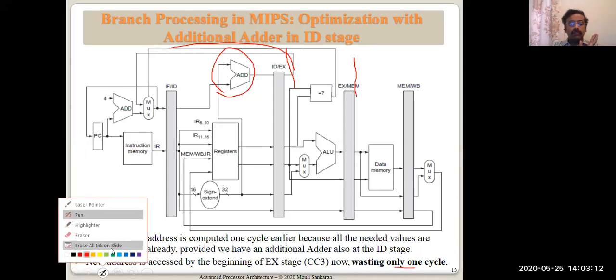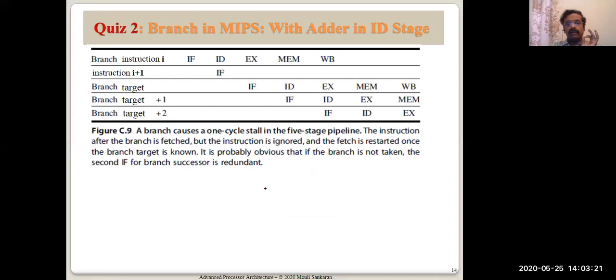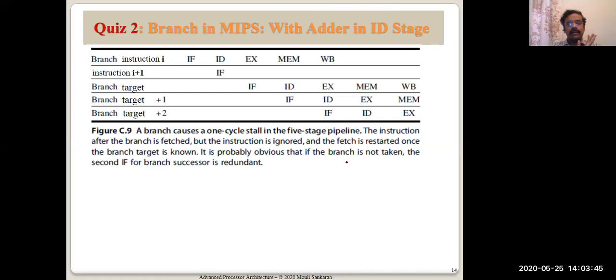I hope this is clear because this is very important for you to understand the next section that I plan to do. What we have covered, I will end with a quiz now. We have a branch instruction I. Instruction I plus 1 is used, and with the adder in the ID stage. Remember, the adder is in the ID stage. This branch is an unconditional branch. From the picture, you should be able to make out what I am trying to show you.